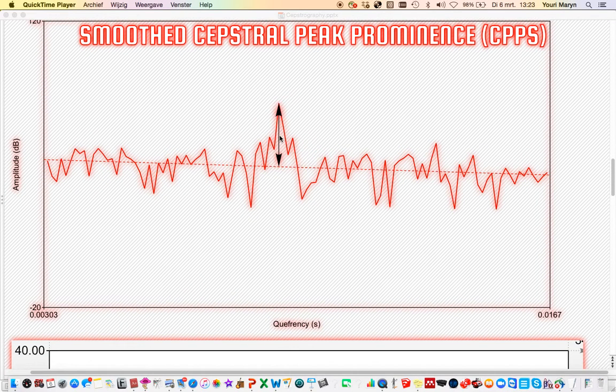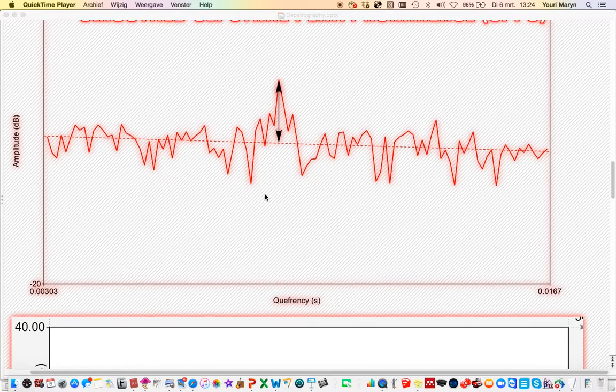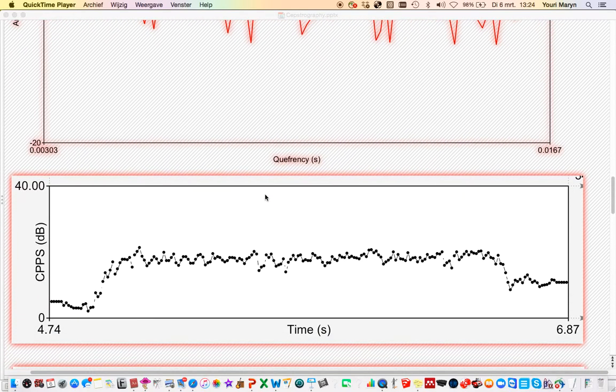And wouldn't it be great if we could see the CPPS, or this arrow actually, in time? Because if we could, then we would be able to see how voice quality varies across time, across the signal, across the recording. And so in patients with varying voice quality, it would be interesting to see how large these variations are.